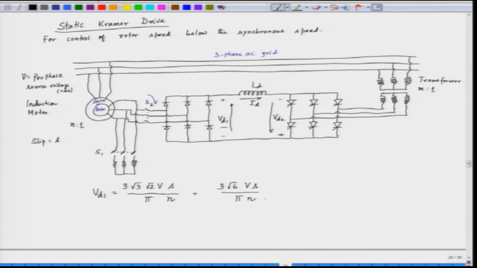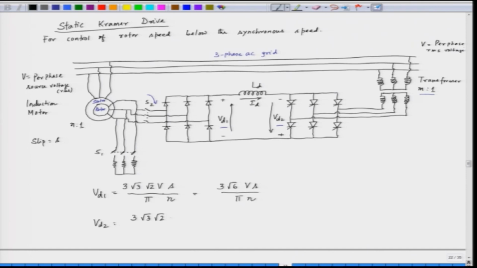Now, what is VD2? VD2 is coming through a transformer, which is an m:1 transformer. So, we will write down the expression for VD2. VD2 is equal to 3 into root 3 into root 2, where again the phase voltage is V, the per phase RMS voltage.